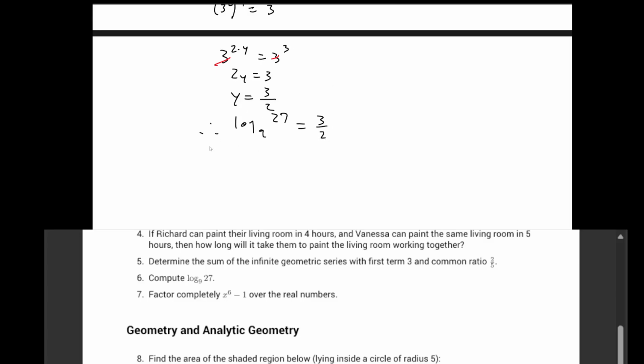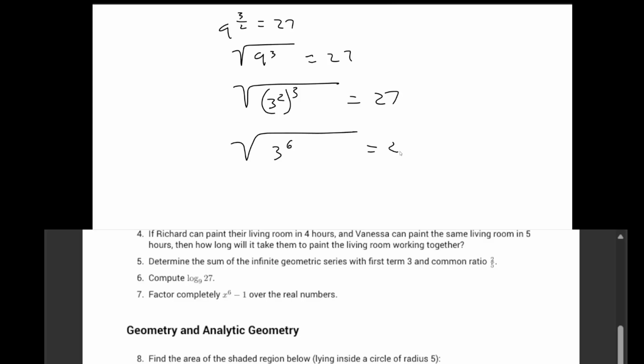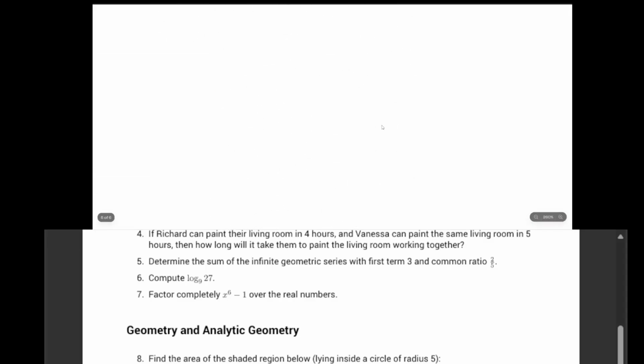You want to check that. 9 to the 3 over 2 equals 27. You just do the square root of 9 cubed equals 27. Using properties of exponents again, 3 squared cubed equals 27. This will become 3 to the 6 equals 27. This is squared, so using properties of radicals, this will be 3 to the 6 over 2 equals 27. 3 cubed equals 27. That's a true statement. So yeah, that's pretty much it.